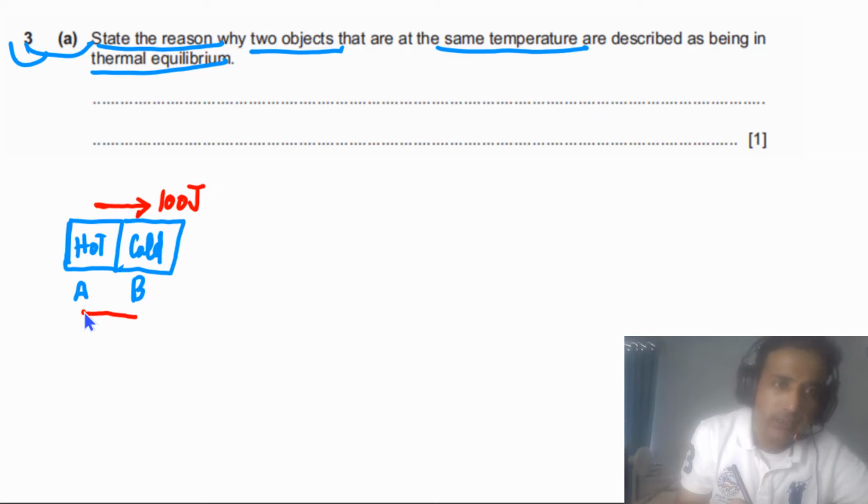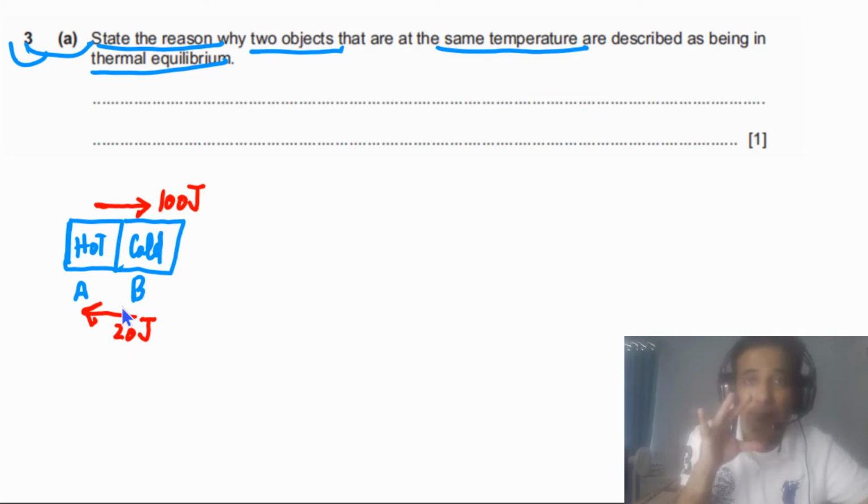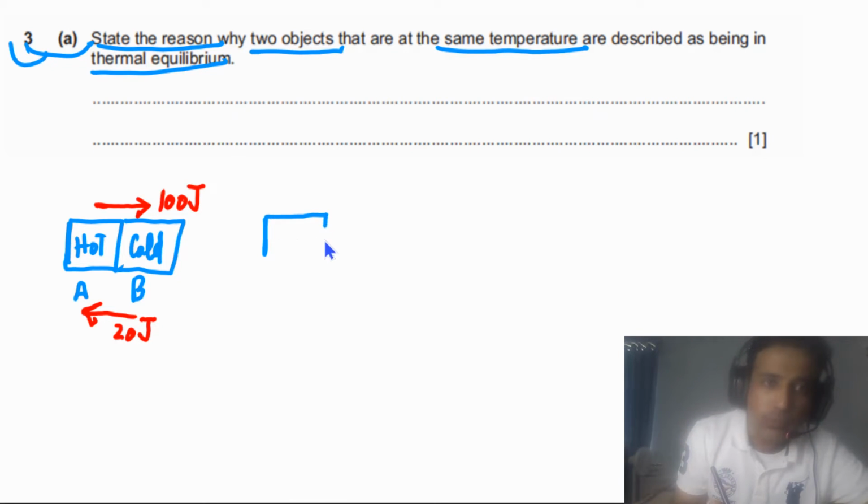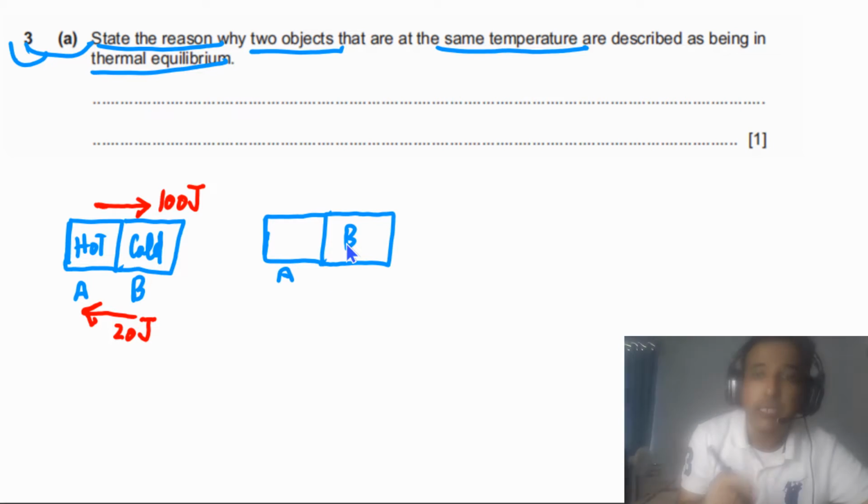Some thermal energy from the cold object will also flow to the hot object. Let's say this is 20 joules of energy. So in this case, there is a net flow of energy from the hot object to the cold object. So it means that in this case, the cold object is gaining thermal energy, so its temperature will rise. Now we can imagine a case when these two objects are at the same temperature. So we can say this is our object A now, and this is our object B. They have reached the same temperature.